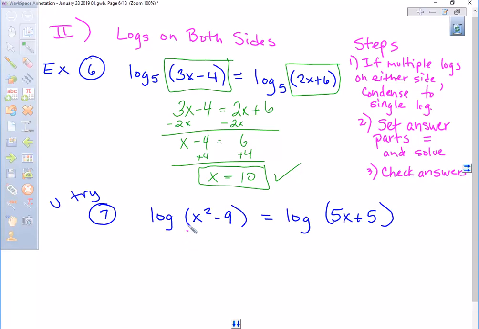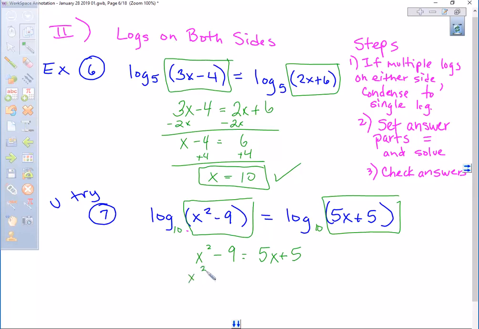Okay, since you've given it a shot, because it is log base 10 and log base 10, understood, we can set these answer parts equal to each other and solve. X squared minus 9 equals 5x plus 5. I'm going to move everything over to one side. So this becomes a negative 5x, and when I subtract the 5 from both sides, that gives me minus 14.